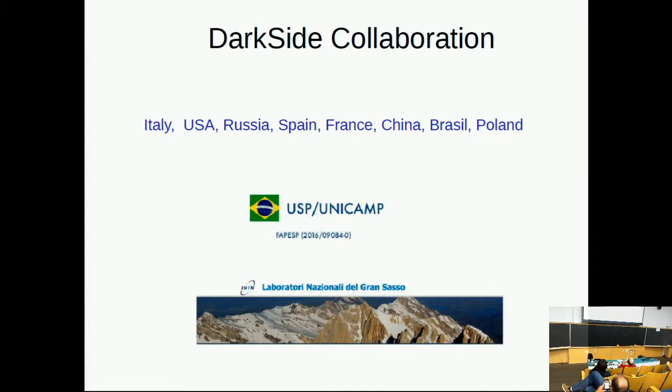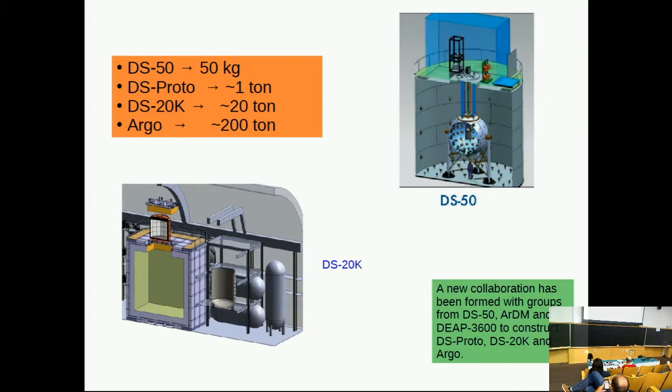The DarkSide collaboration is an international collaboration with Italian, USA, Russia, Spain, France, China, Brazil, and Poland groups, and also there's a group here in Brazil, where USP and UNICAMP have members. The DarkSide experiment is hosted by the Gran Sasso laboratory in Italy. The idea of the DarkSide program is to build, like any other experiment, increasingly larger sizes of it. Right now we are in DarkSide-50, which is 50 kilograms.